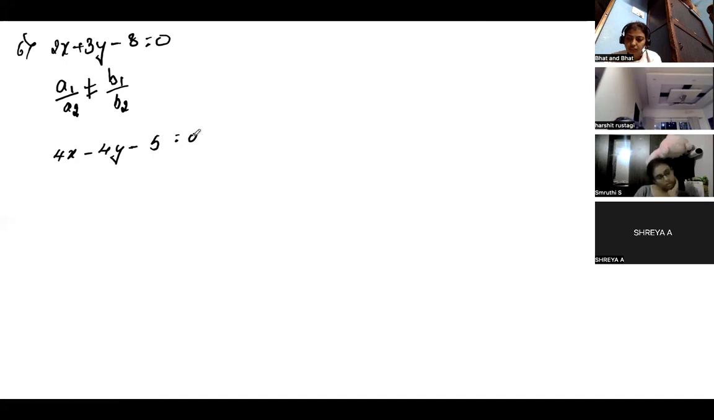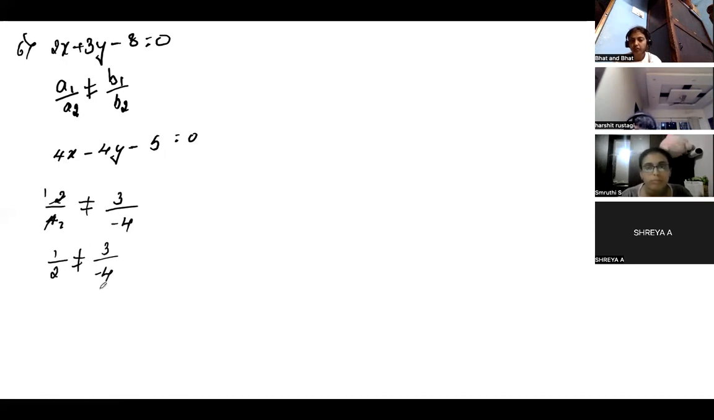If this is our other equation, then the ratio is not equal, because A1 by A2 will be 2 by 4, that is 1 by 2, and this will not be equal to 3 divided by minus 4. Correct? That is, 1 by 2 is not equal to 3 by minus 4. So the ratio is not equal, therefore they are intersecting lines. Now do the graphical method and then find whether they are intersecting or not.